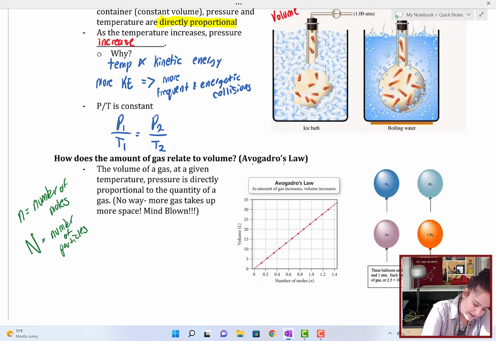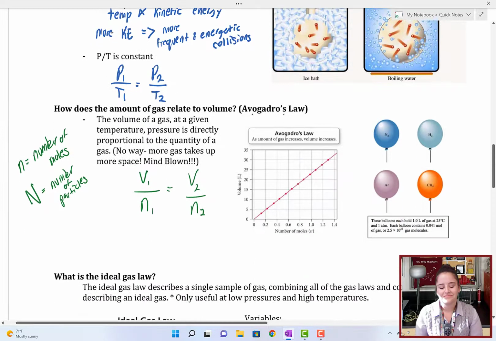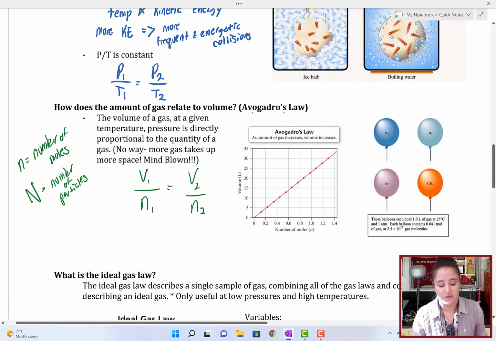In equation form, remember, this can be thought of as either the n number of moles or capital N, the number of particles. For this one, it's directly proportional, so it'd be V1 over N1 equals V2 over N2. And again, those N's could be number of particles or number of moles.